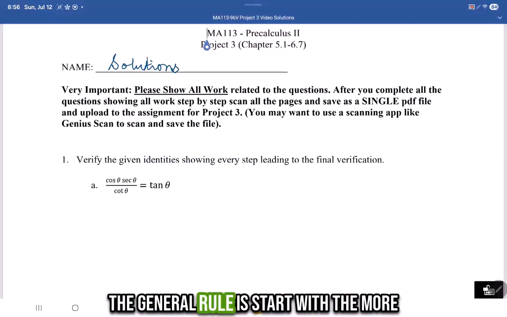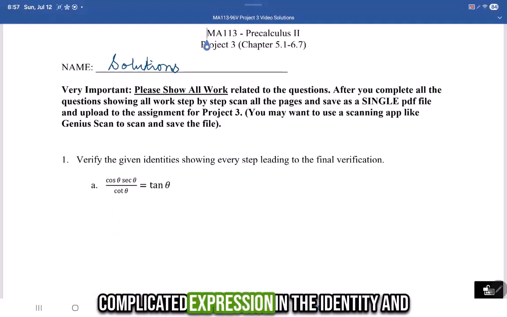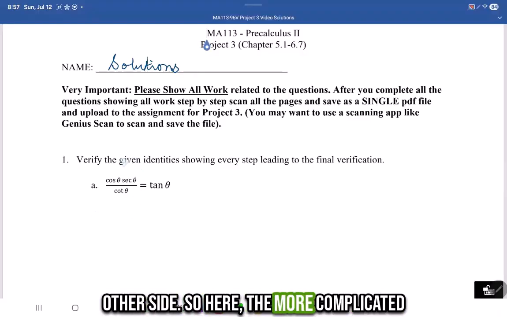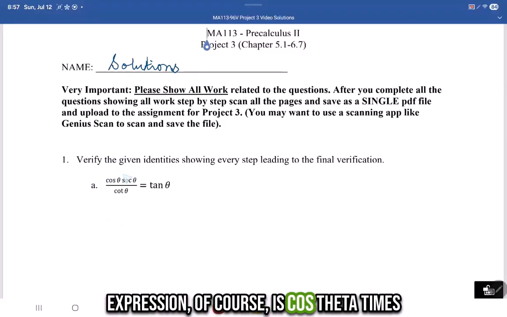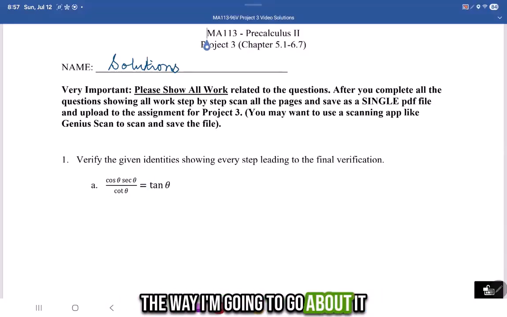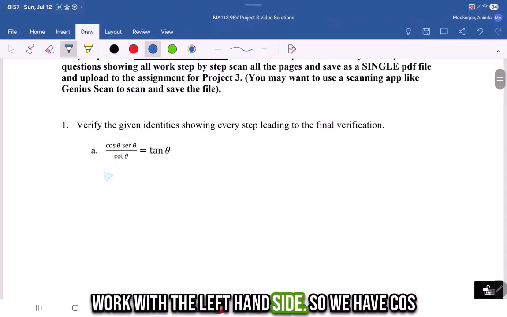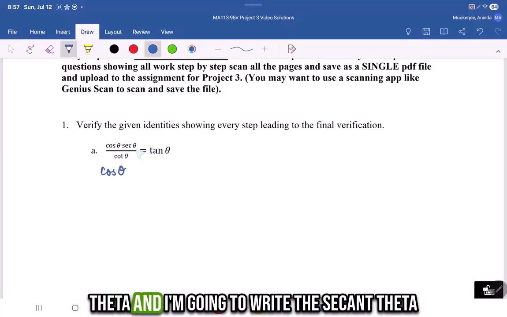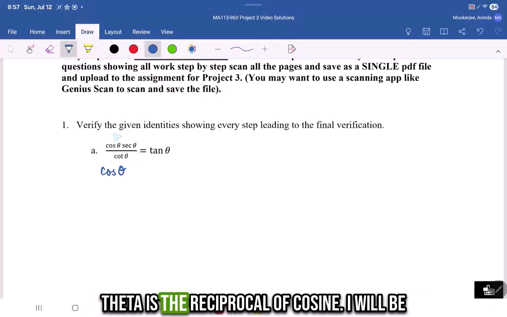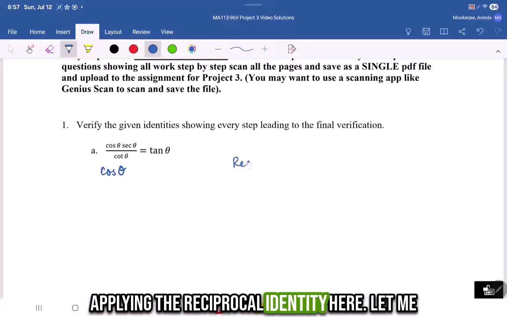Now, the general rule is start with the more complicated expression in the identity and try to reduce it or simplify it to match the other side. So here the more complicated expression, of course, is cos theta times secant theta divided by cot of theta. The way I'm going to go about it is work with the left-hand side. So we have cos theta, and I'm going to write the secant theta as 1 divided by cos of theta, because secant theta is the reciprocal of cosine. I will be applying the reciprocal identity here.